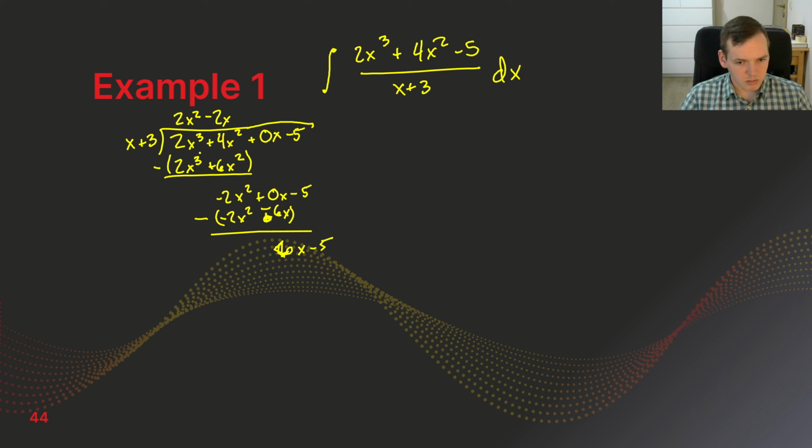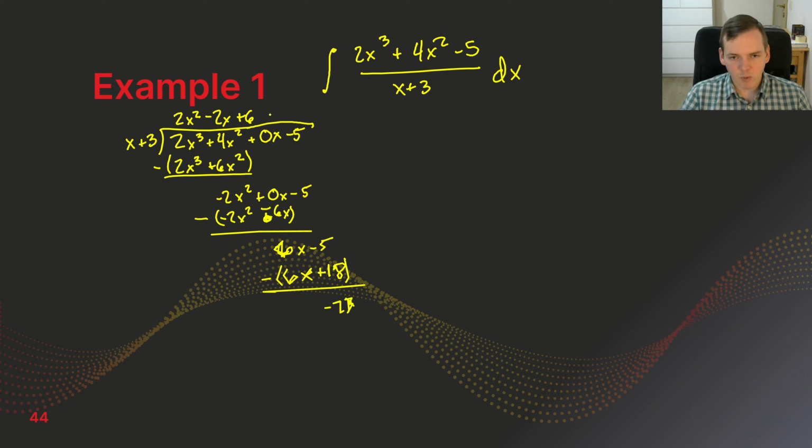And how many times does x go into 6x? It goes in 6 times, so plus 6x plus 18. Sorry that we're fritzing a little bit here. Subtract that. 5 minus 18 is negative 23 as our remainder.